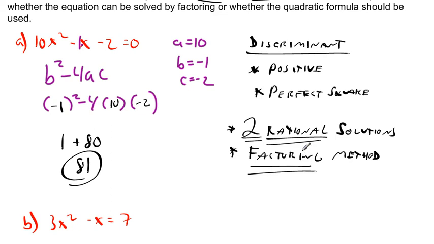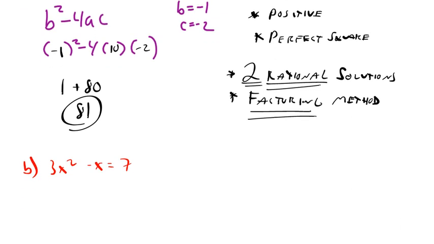And it doesn't mean that you have to use the factoring method. It just means that would be the most efficient, and it would probably be the fastest. But you could use the quadratic formula. You can use completing the square. You would still get the same answer, but it may just take a little longer.